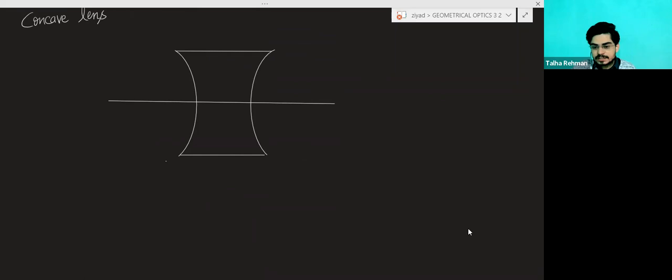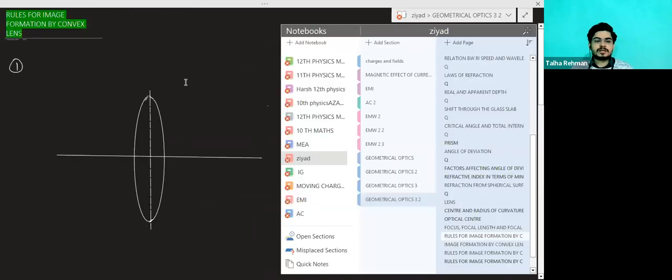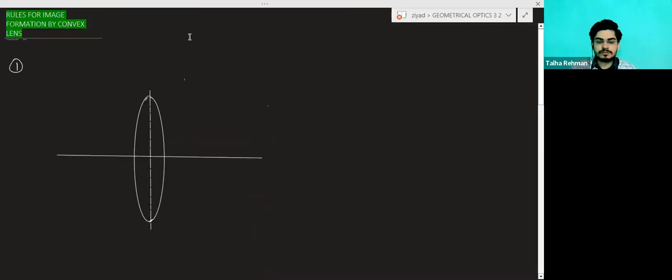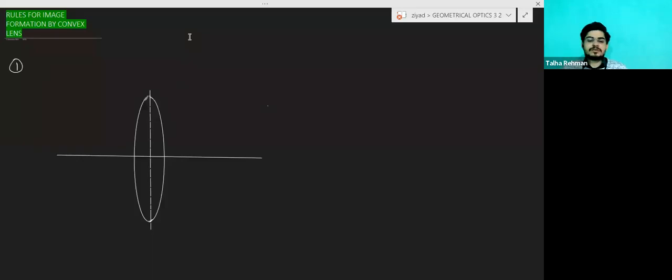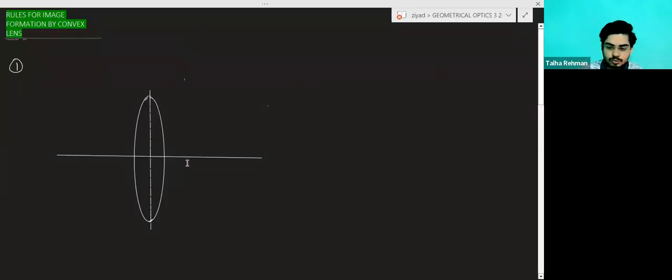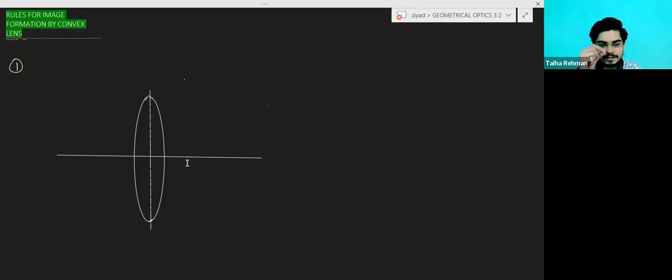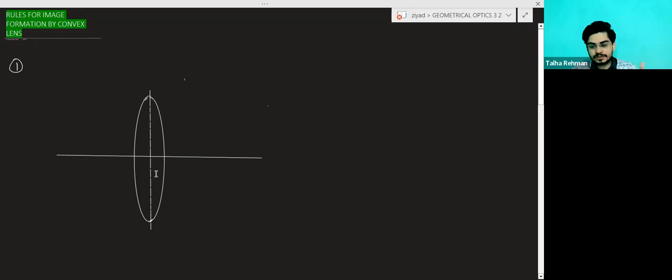So today we'll discuss the rules for the image formation by the convex lens. This is a convex lens. Rules means what will happen when a ray of light passes through a lens with different angles of incidence. That is basically the rules for the image formation. You will understand in 1 minute.